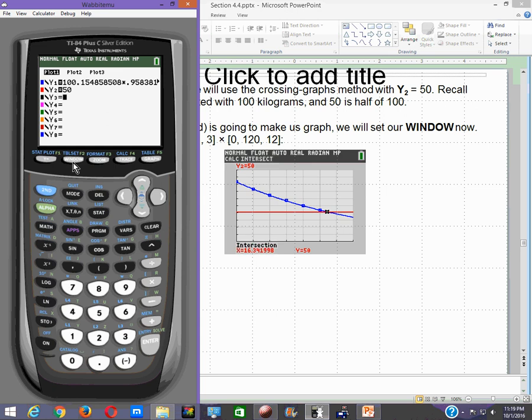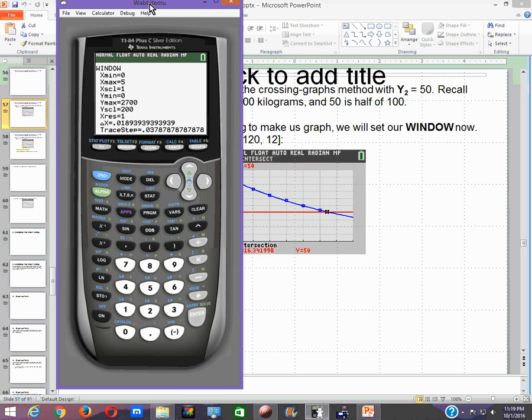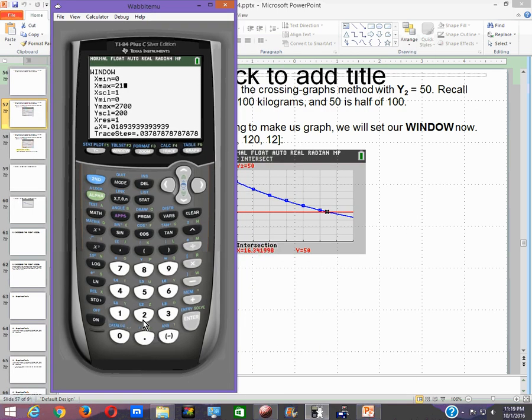So window, 0. Let's see, what did I have? 21. Multiples of 3, just like the data were given. And then 0 for the minimum, 120 for the max. And I did it in multiples of 12, that way I could have 10 tick marks. So then second, calc, choice 5.